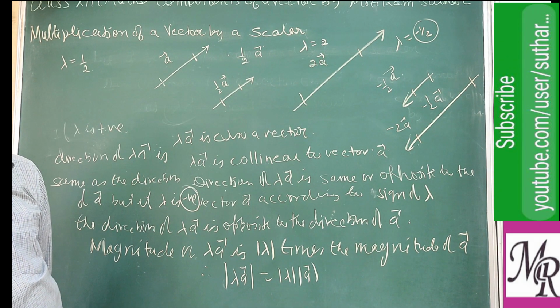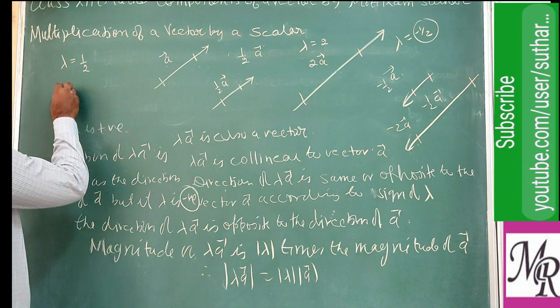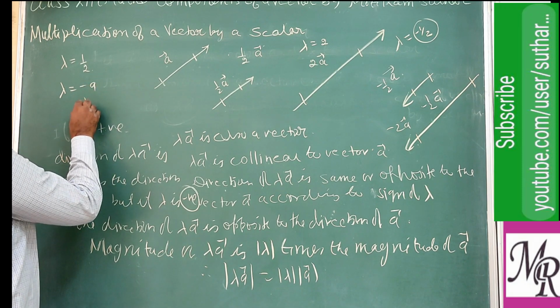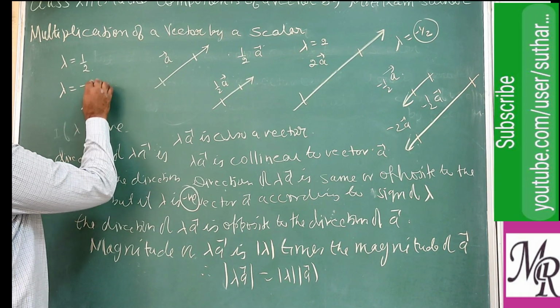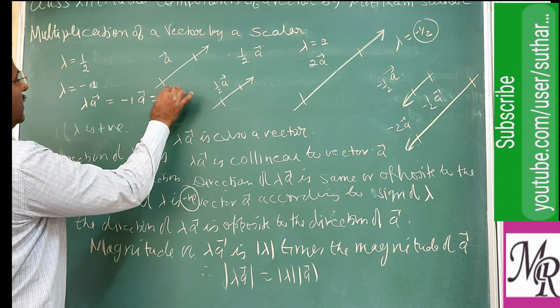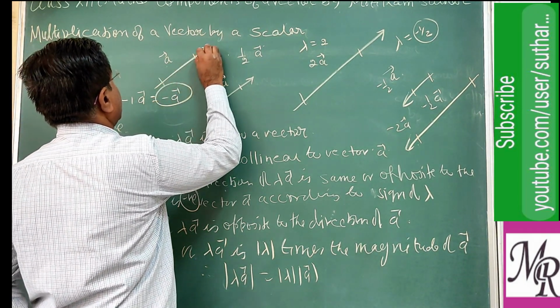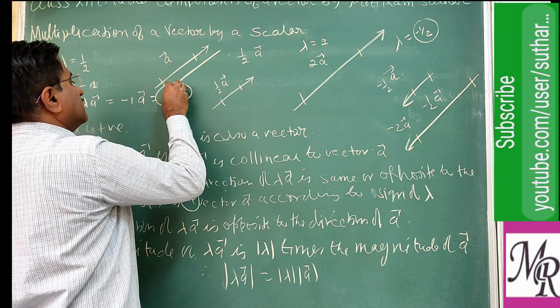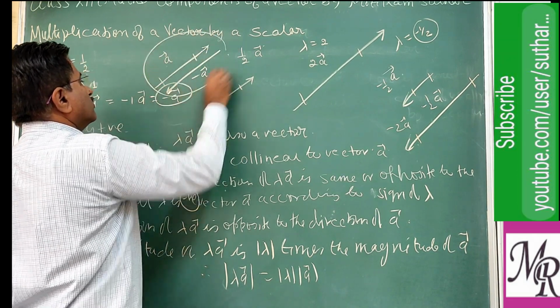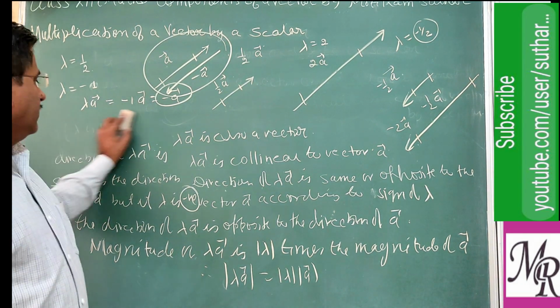So in this way, call the lambda equal to, suppose, minus 1. So lambda into vector A, that is minus 1 into vector A, or minus A. So we get the negative of this vector A. So we can say minus vector A is the negative vector, or called the additive inverse of vector A.